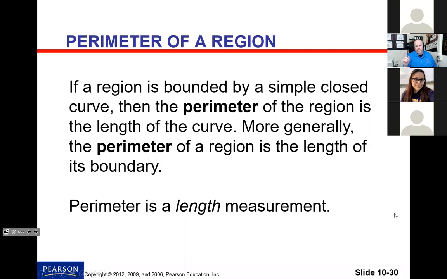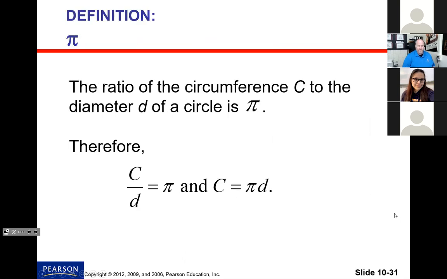Now there are some special perimeters, really special perimeters. And they're the ones for circles. The perimeter around a circle has a different name. It's called circumference.